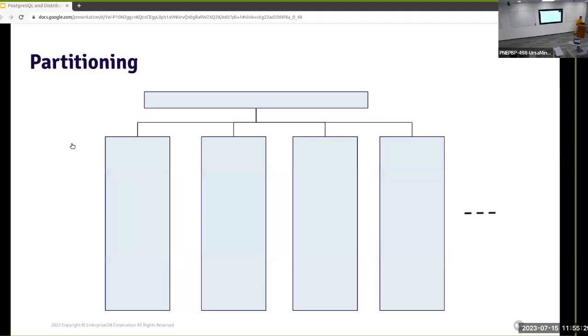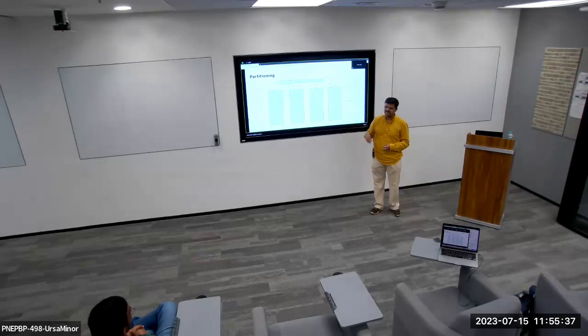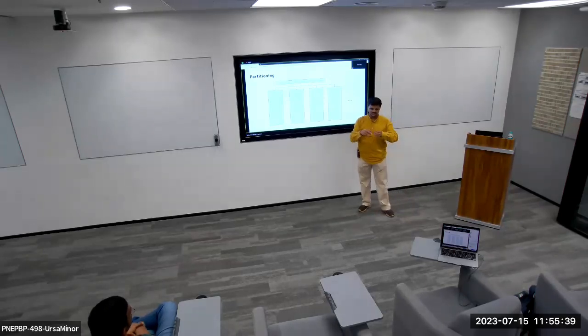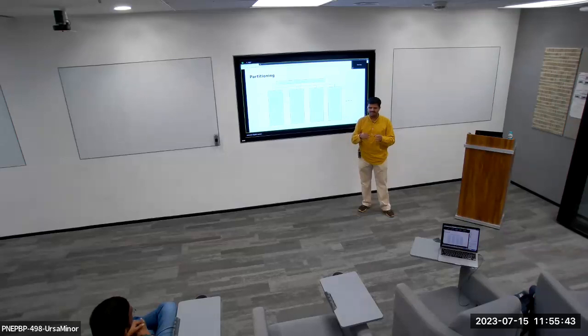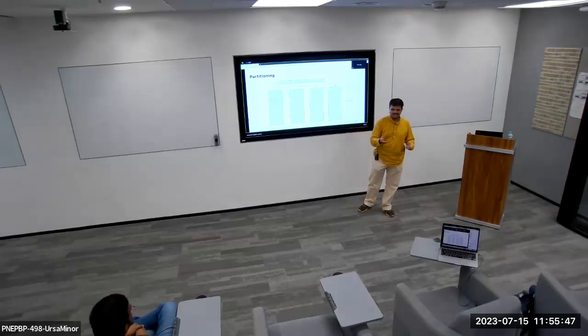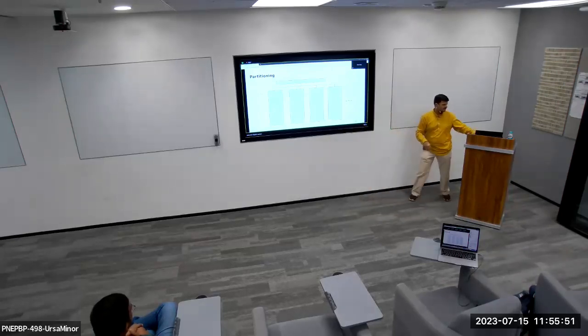The second aspect is partitioning. I mean, partitioning is now everywhere. It basically allows you to distribute your data. So you can distribute a large amount of data into smaller chunks. They are called partitions. They are called tablets in different forms. But that's what partitioning is.